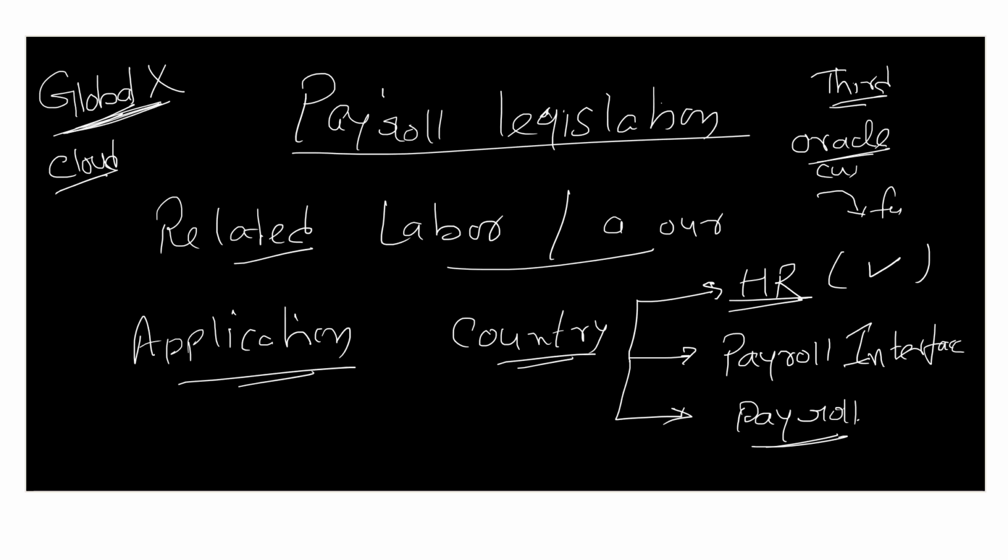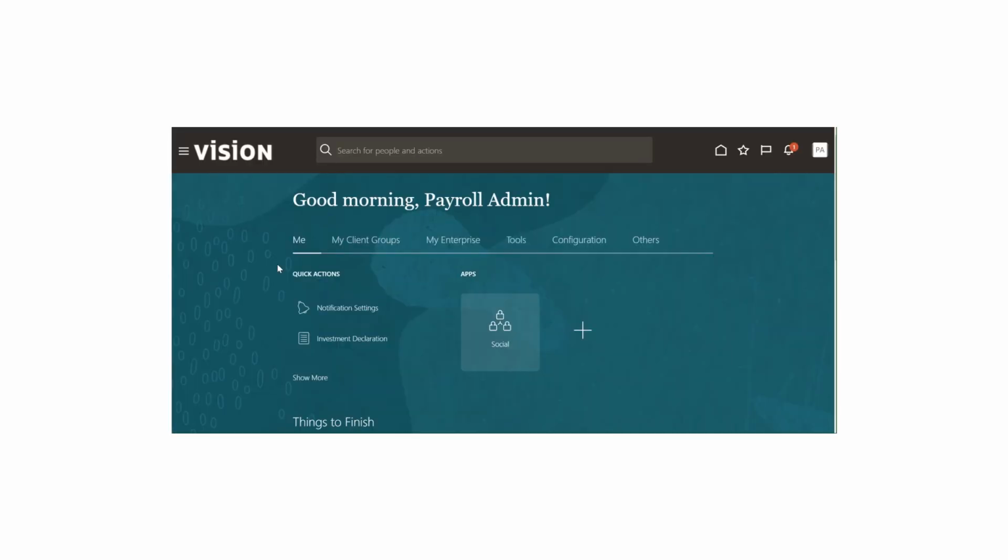Now let me log into the application and show you how we can check these legislations. I log in to the application with username and password. Whatever application you have, you should have access to it. Use your username and password. You should have a role called application implementation user. That role should be attached to the user, which will provide the access to validate this part.